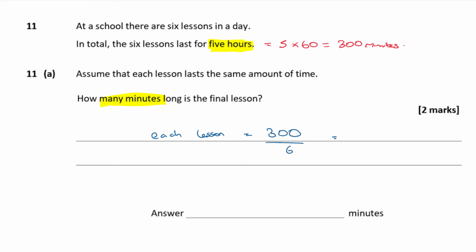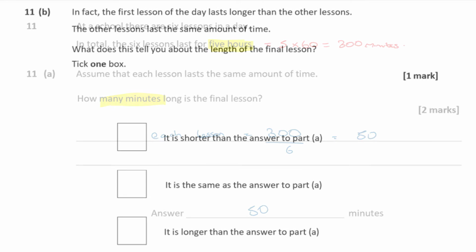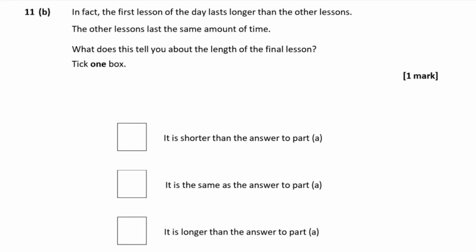Don't believe me? Type it into a calculator. 300 divided by 6, that's 50. Okay, so that's 50 minutes. Part B says, in fact, the first lesson of the day lasts longer than the other lessons. The other lessons last the same amount of time. What does this tell you about the length of the final lesson?